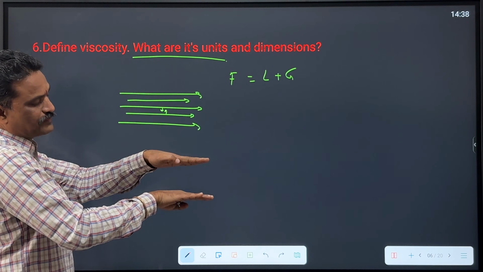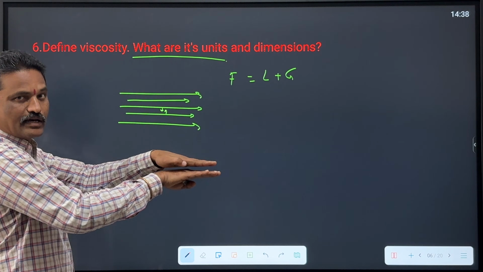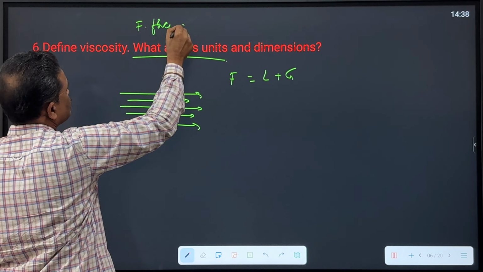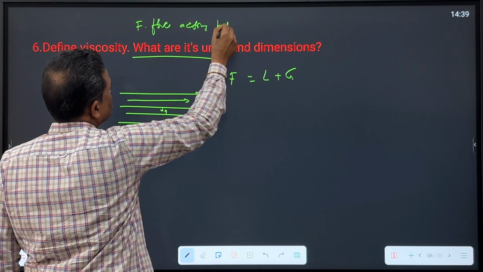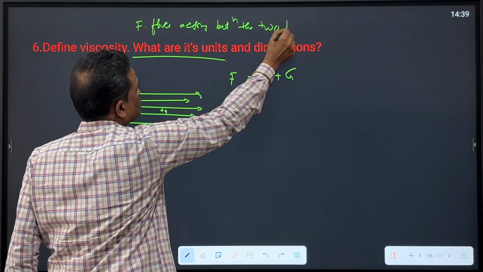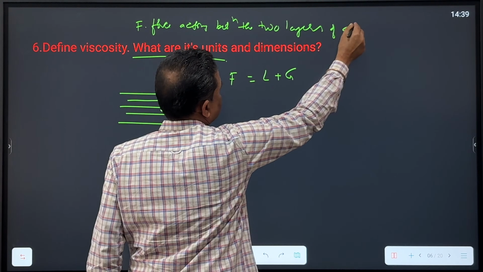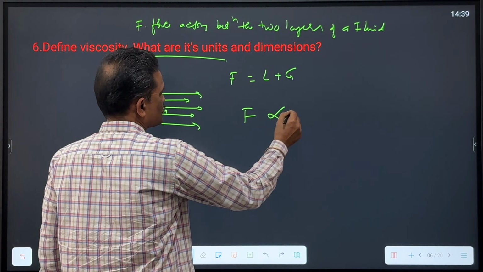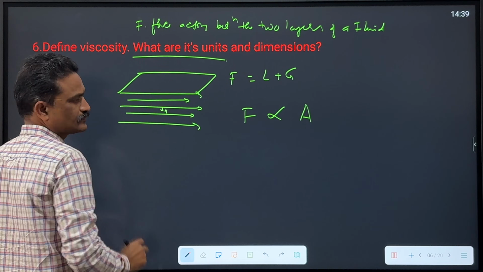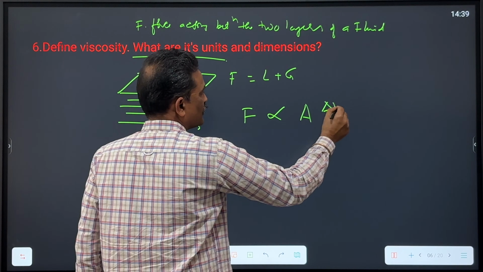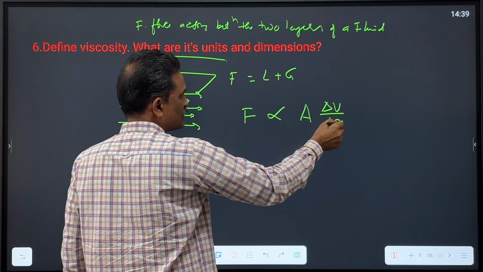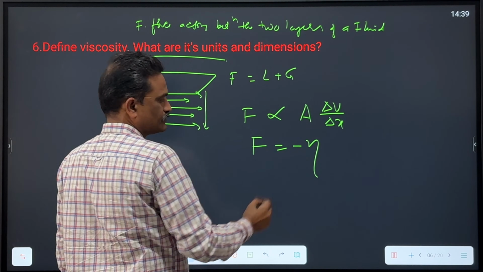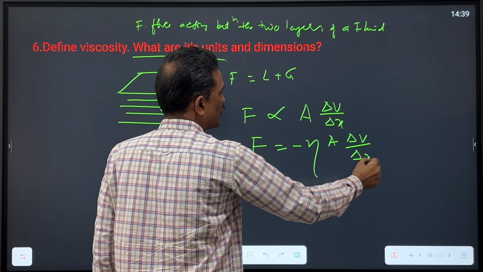The frictional force acting between the two layers of a gas or a liquid is called viscosity. It is the frictional force acting between two layers of a fluid, the force which opposes the relative motion. The frictional force is directly proportional to the area of the layer. It is directly proportional to the velocity gradient. Velocity gradient means velocity divided by distance. So I will put a constant, eta: F equals eta A into delta V by delta X. This is the actual formula.